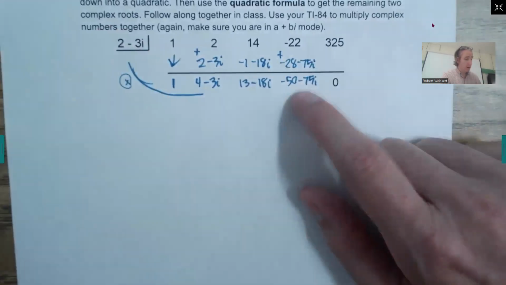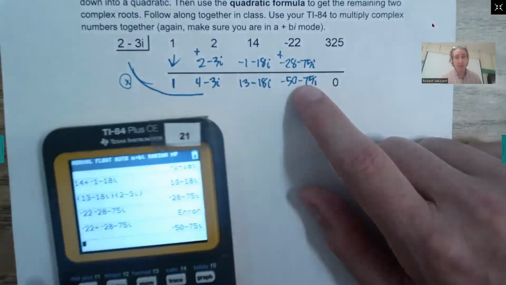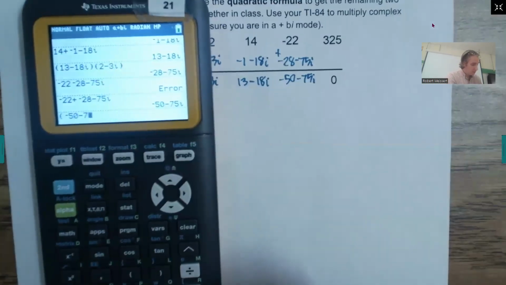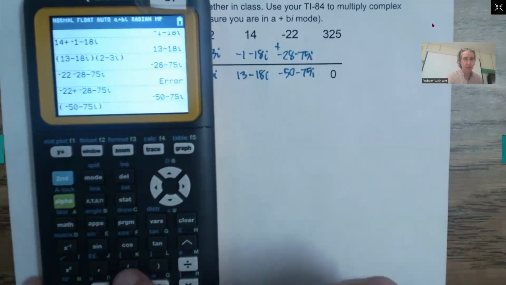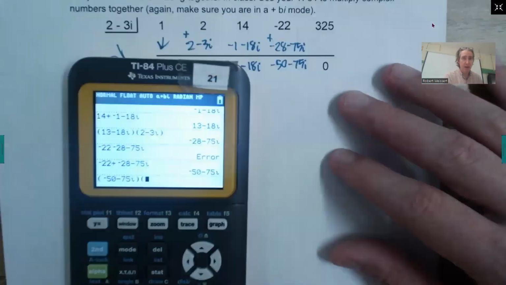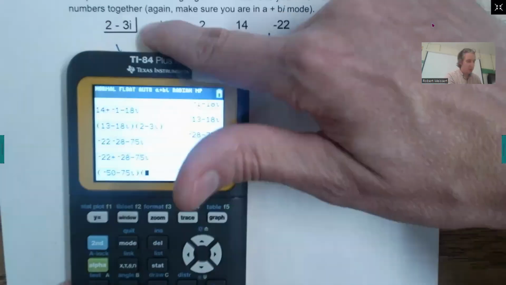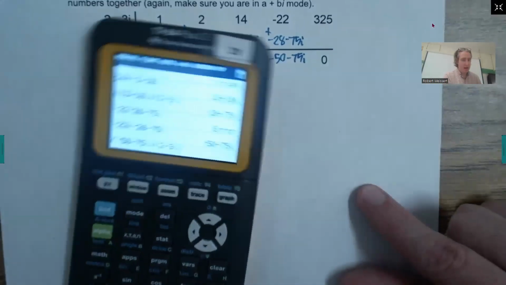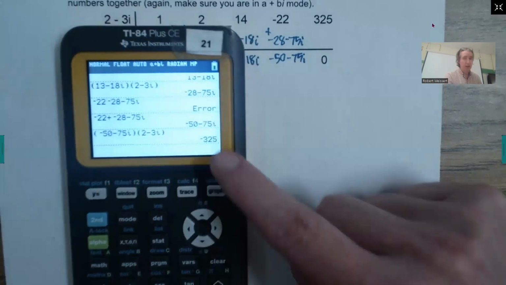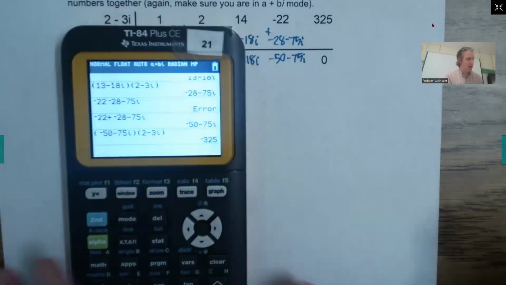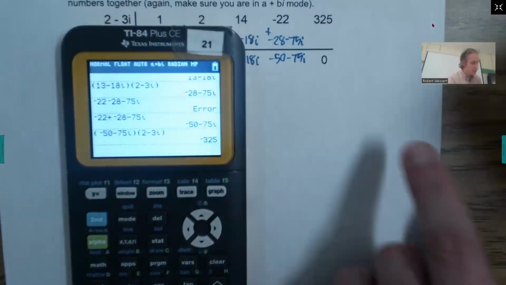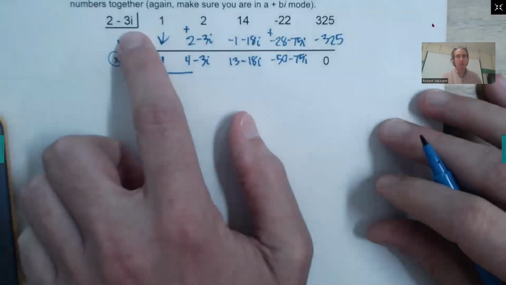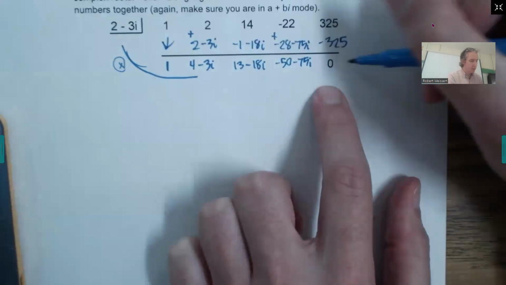Brace yourself. All right, we're gonna take this -50 minus 75i, and I'm going to show you how I type that in so you can see it live. And then we're going to multiply it by the 2 minus 3i in the box. And you get -325. What happened to the i's? Guys, if 2 minus 3i is a root, then you should get a remainder of 0.